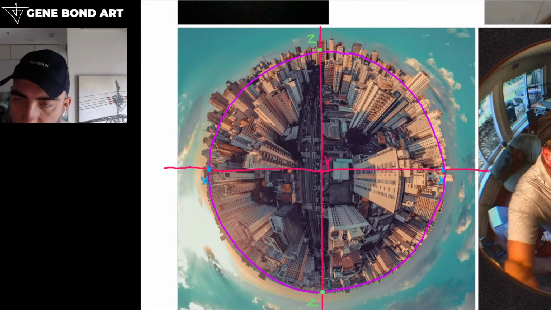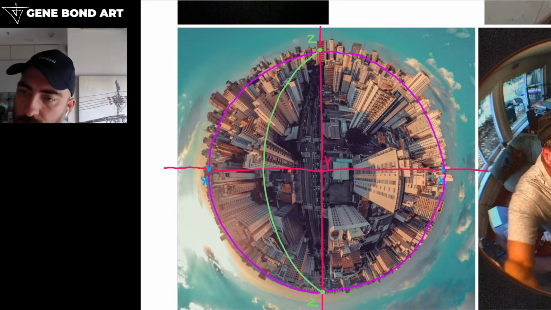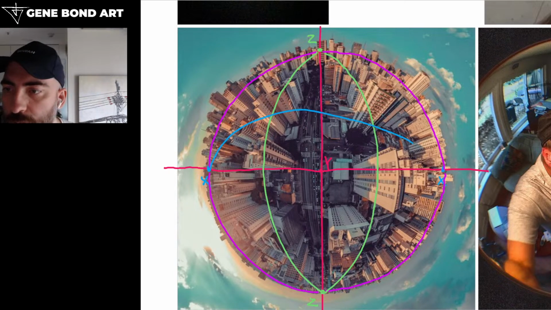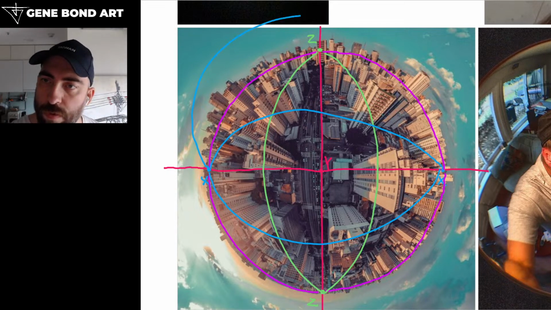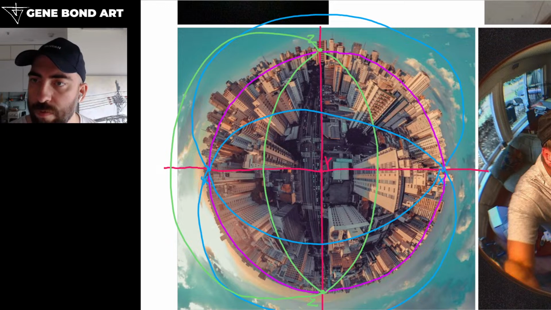So let's pick another color. Then again, about the middle will be like a 45-degree angle. And then it also goes outside, and Z can go outside.